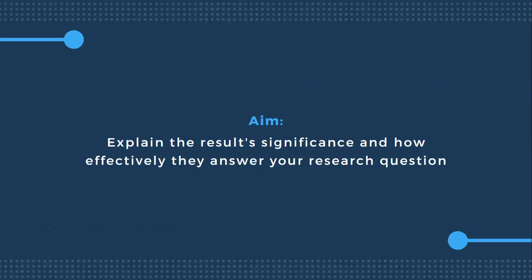What we want to achieve with the interpretation is we want to explain how significant and effective your results are in answering your research question. This might seem obvious to you, as the one who did all the research and organizing, but to your readers who did not do all the research and who are just reading your paper, it's still important for you to explain all of this to them, which is why we need to have this interpretation section in our discussion.